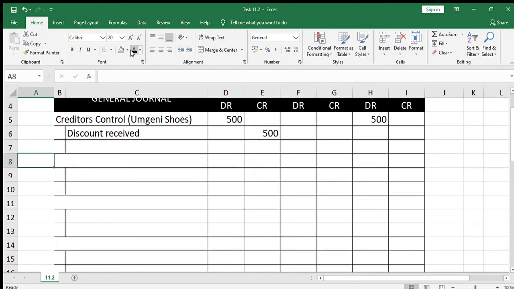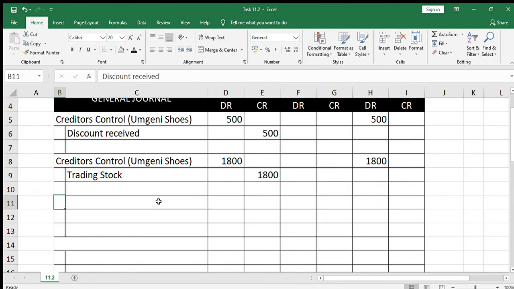So 13,100 is in the credit column. It is too much. So we're going to have to debit creditors control and credit trading stock. Okay, because that's generally what we buy from our creditors, trading stock. You're going to work out the difference between those two amounts. So you get 1,800. We'll put that in the general ledger columns, and we'll also put it in the debit of the creditors control column. So this is the correction of error.